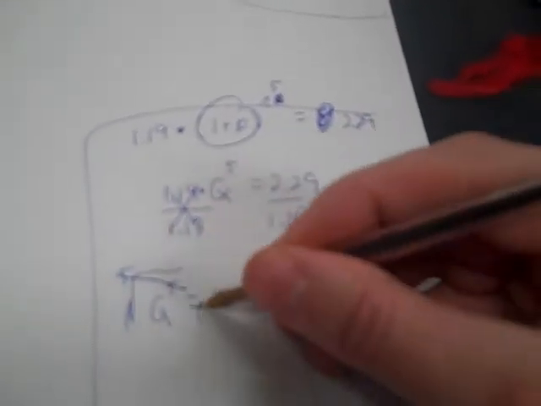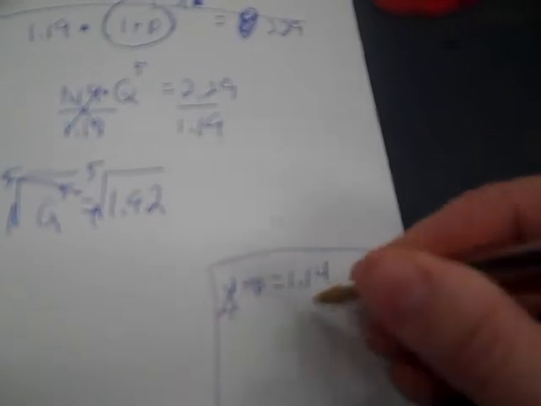Now, 1.19 is being multiplied by Q. The opposite of multiplication is division, not subtraction. So Q to the 5th equals $1.92. Now I find the 5th root of both sides, and we can find that on the calculator by taking 1.92 to the 1/5 power. That's 1.14.